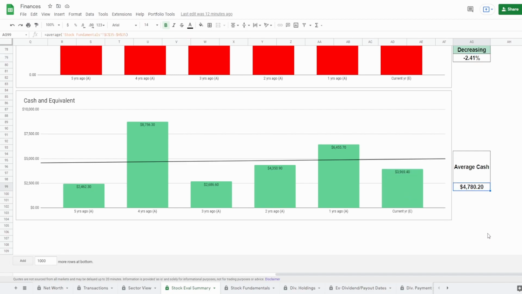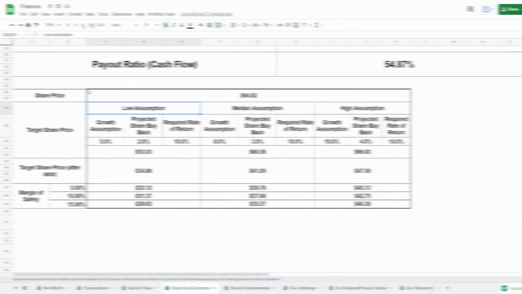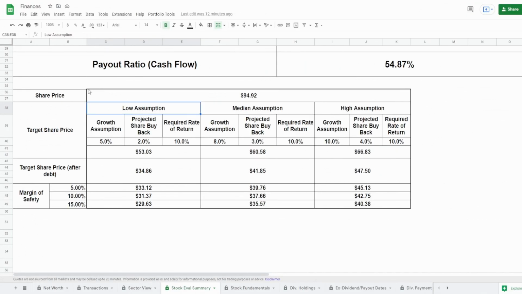Now, knowing all this, let's make a low, median, and high assumption, changing the growth and the share buybacks while keeping the recurring rate of return the same at around 10% to match the S&P 500. In doing so, for the low assumption, I'm going to say a growth of around 5%. And a projected share buyback of around 2%. Let's keep it that they're going to keep buying back at the same rate that they did from the previous year to this year, around 2%.